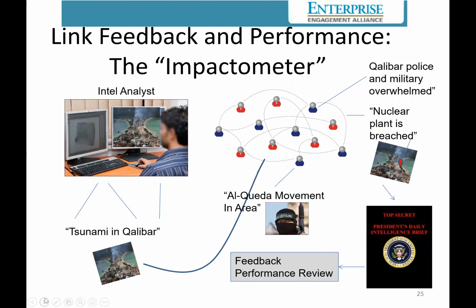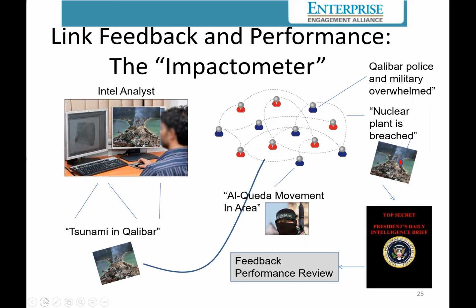And link feedback and performance. This is something that comes from the military, and it's a tactic that is used in the military. One of our authors has worked or does work for the government, and he shows exactly how, in the military, they go back over and see what happened.